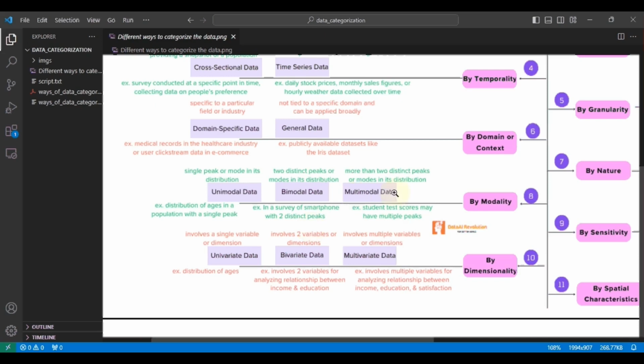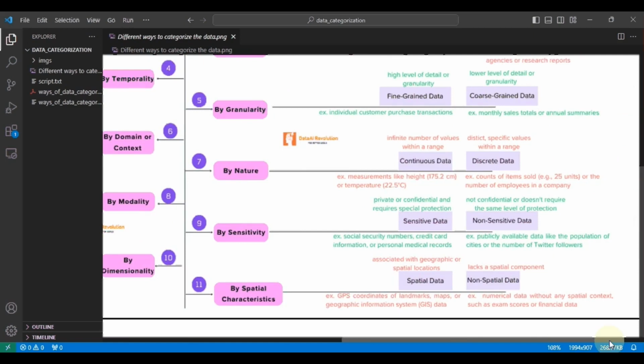In case of multimodal, we can see an example. Student test scores may have multiple peaks. Some group of students will perform very well, that will be one peak. A group of students will perform average, that will be another peak. And a group of students will perform low, so that will be another peak. So that can be an example of multimodal data.